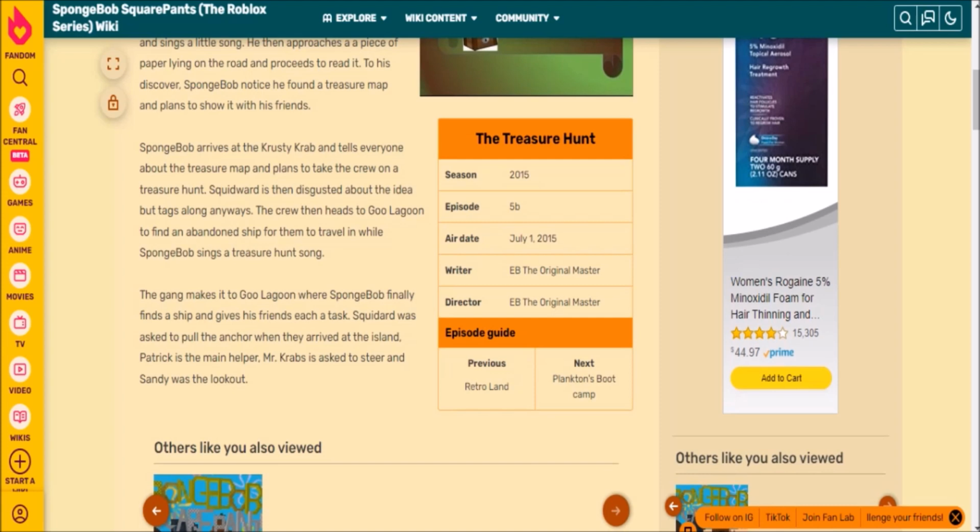SpongeBob arrives at the Krusty Krab and tells everyone about the treasure map and plans to take the crew on a treasure hunt. Squidward is then disgusted about the idea, but tags along anyways. The crew then heads to Goo Lagoon to find an abandoned ship for them to travel in, while SpongeBob sings a treasure hunt song. The gang makes it to Goo Lagoon, where SpongeBob finally finds a ship and gives his friends each a task. Squidward, accidentally spelled that wrong, was asked to pull the anchor when they arrived at the island. Patrick is the main helper, Mr. Krabs asked to steer, and Sandy was the lookout.